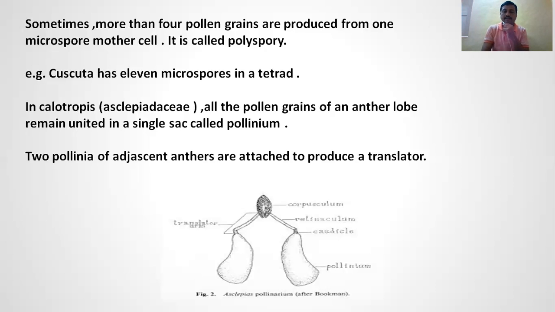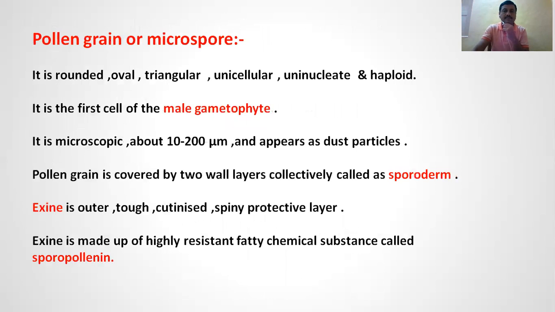Okay, next. Pollen grain or microspore. The pollen grain is called the male gamete. It is the first cell of the male gametophyte.